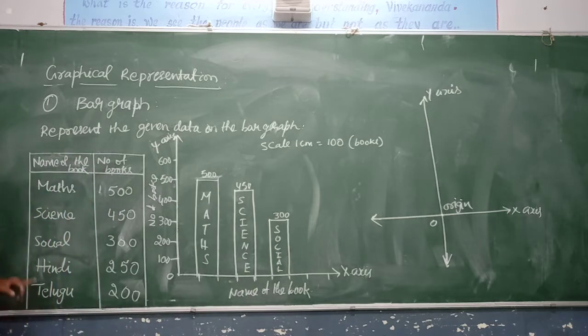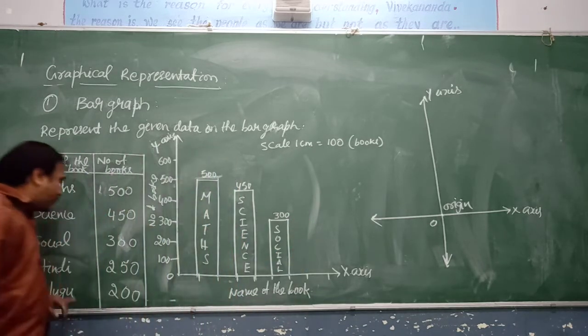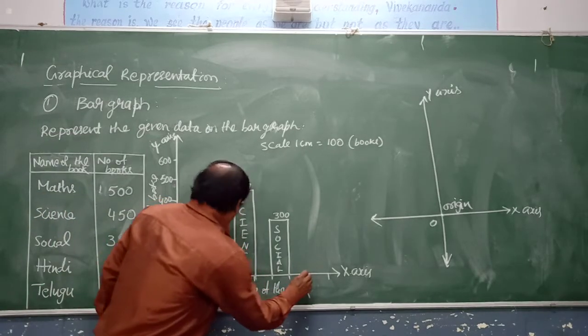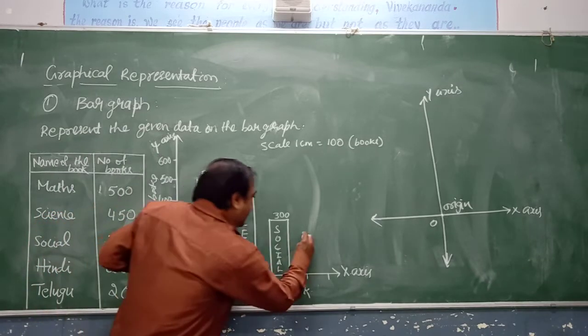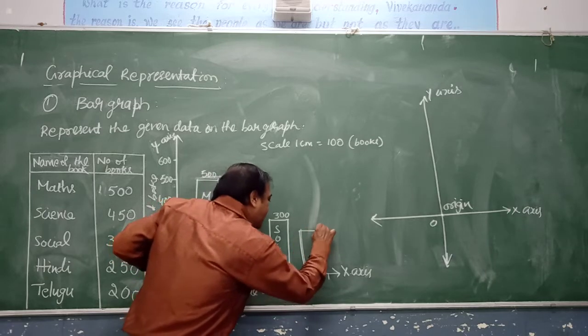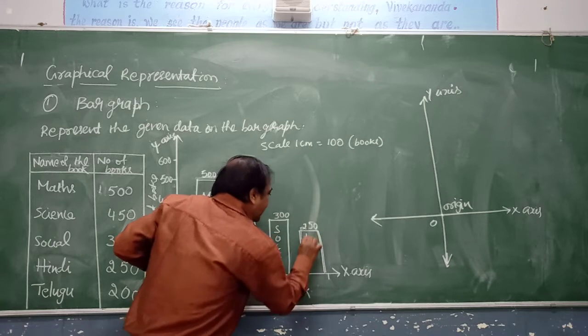Now we have Hindi again. So Hindi, how many books do we have? 250. So 250 you will get between 300 and 200, exactly in the middle. So this is 250. Leaving the uniform width between the bars, we locate this as 250. This is Hindi.